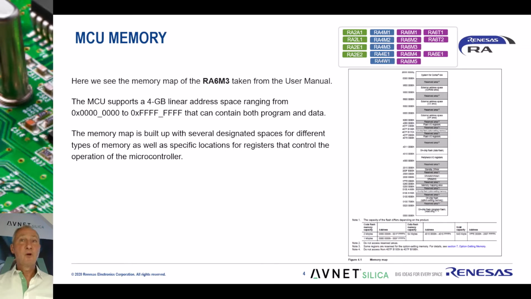Here we see the memory map of a typical RA device, the RA6M3, taken from the user manual. This microcontroller supports a 4 GB linear address space that can contain both program and data. The memory map is built up with several designated spaces for different types of memory, as well as specific locations for registers that control the operation of the microcontroller.